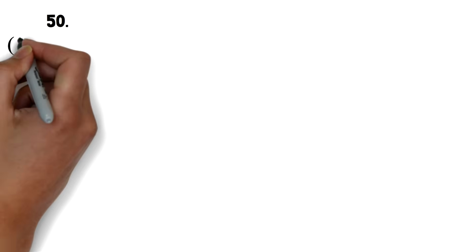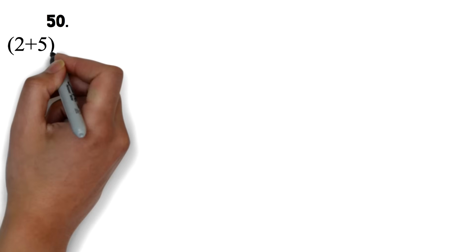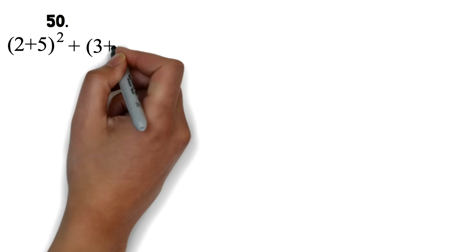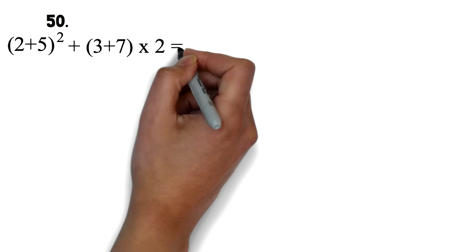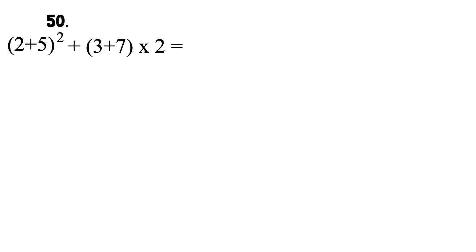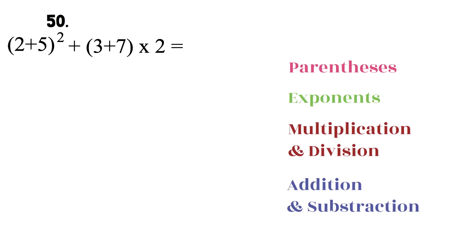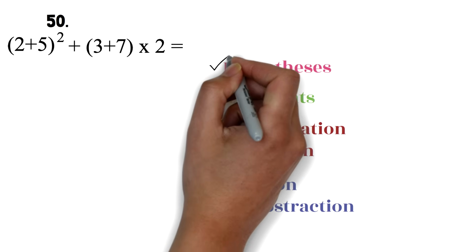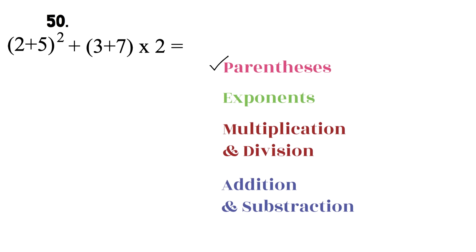Question 50. We are supposed to calculate this without using a calculator. Parentheses 2 plus 5 squared plus parentheses 3 plus 7 times 2 equals. You can pause and try it. Let's bring in the order of operations. Here we have two parentheses. We have to do both of them first, or you can also do one first and then the other next. I'll work on both.